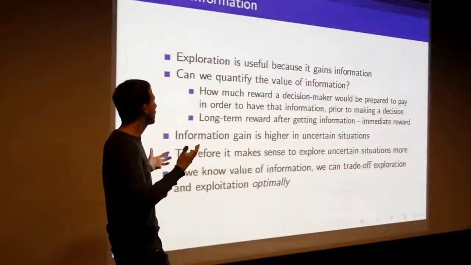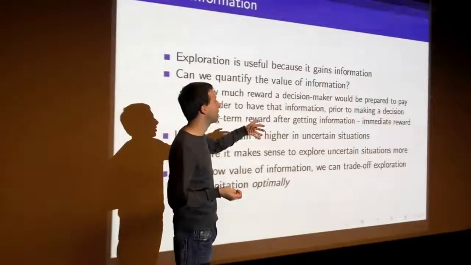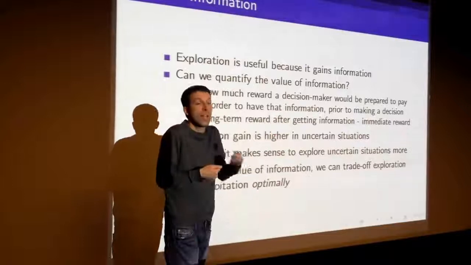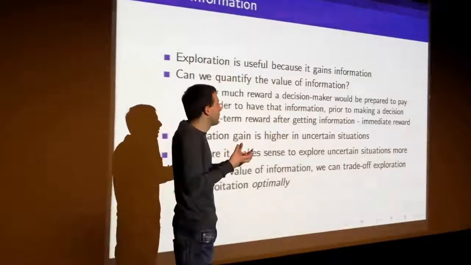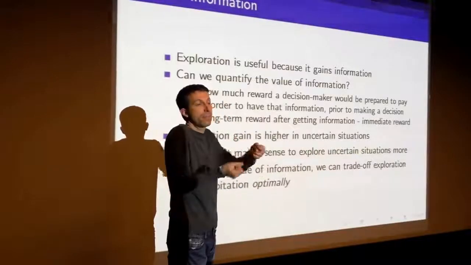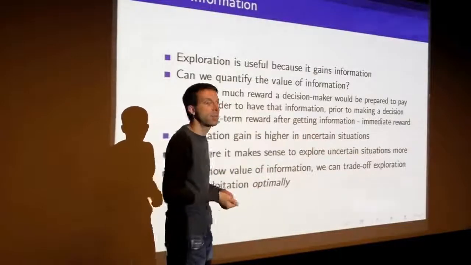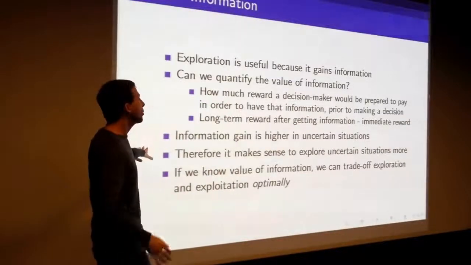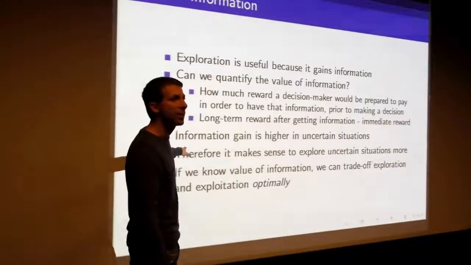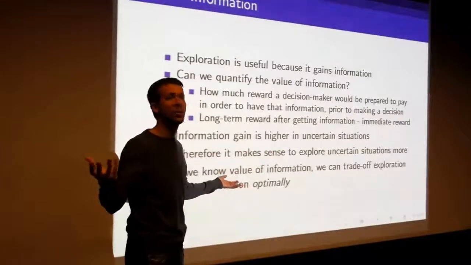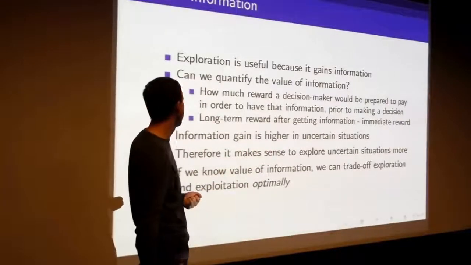So we can think of this as the long-term reward after getting information, take away the immediate reward. The difference between how much we gain by having this piece of information compared to just the immediate gain of getting the £70 or whatever from taking this action. So information gain is higher in uncertain situations. If you know everything about a situation, there's nothing to be gained by acquiring more information. We already know exactly the right thing to do there.